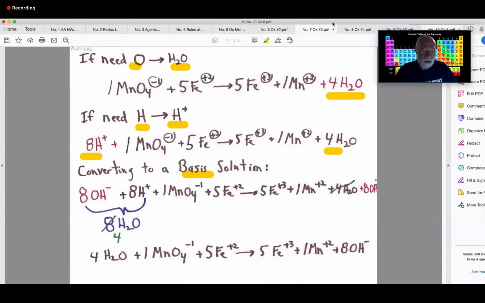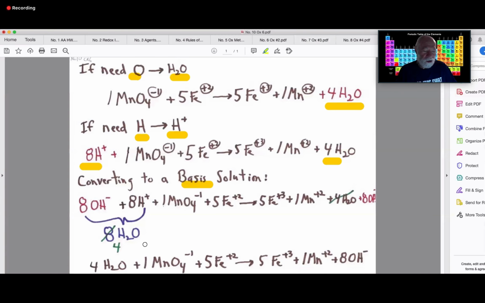Step number 1 goes like this, okay? If it's supposed to be a basic solution, you can't have acid. So how can you neutralize the 5 hydrogens? Add 5 hydroxides. That'll get rid of the acid. But to be fair, if you're going to add 5 hydroxide to the left, you have to add 5 hydroxides to the right. By doing that, you still balance the equation.